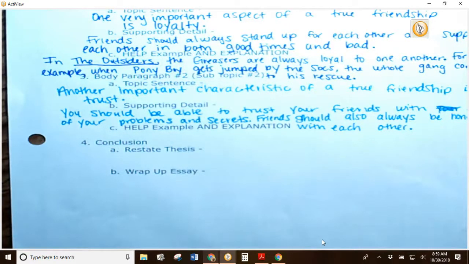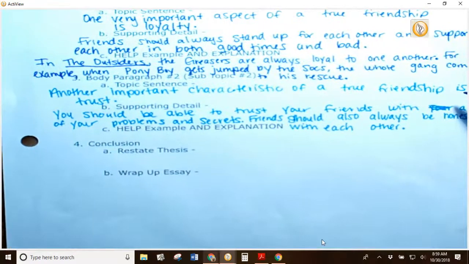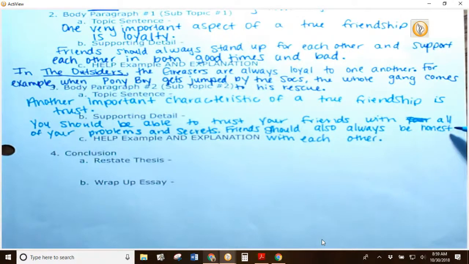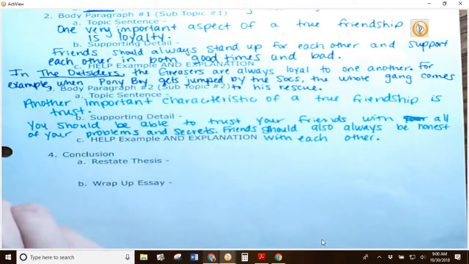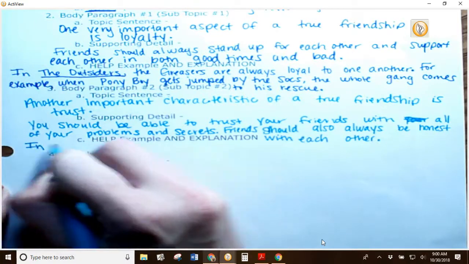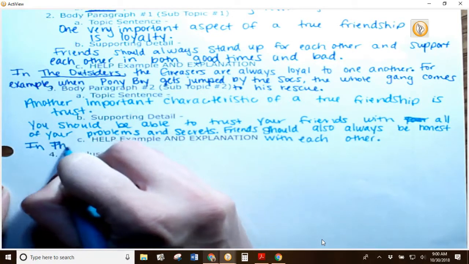Okay, so we've got our topic sentence, which is the main idea of the paragraph right here. Another important characteristic of a true friendship is trust. Supporting details, you should be able to trust your friends with all of your problems and secrets. Friends should also always be honest with each other. Okay, so then we want to tie in our example. We're going to do it very similar to how we did it up here in the first paragraph, in The Outsiders, and then explain. Okay, so I'm going to say, in The Outsiders.